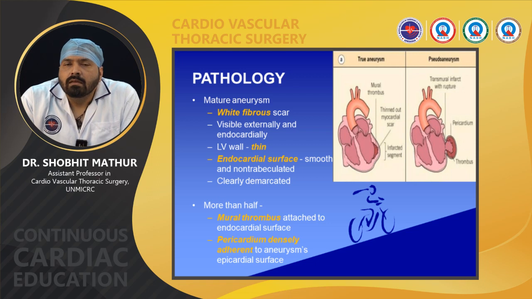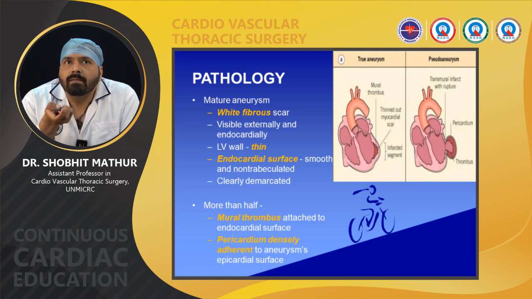Now coming to pathology, if we have understood the definition of the aneurysm, then understanding the pathology is very easy. Here in this image, I have placed an image of a true aneurysm and also an image of a pseudoaneurysm. So a true aneurysm or a mature aneurysm is basically a white fibrous scar. It is visible externally and from the endocardial surface. The wall is thinned out. The endocardial surface is smooth and non-trabeculated. We have already discussed that it is totally devoid of any muscle tissue, and the demarcation is very clear from the normal LV wall.